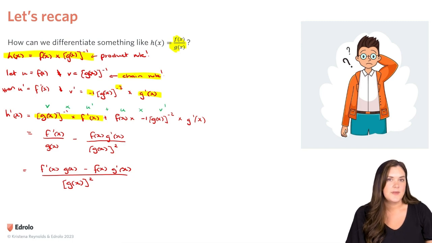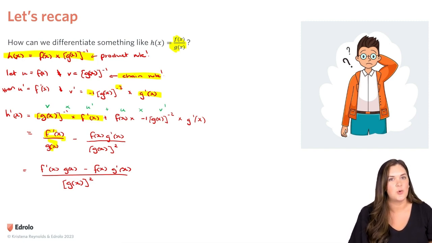Now, if I want to combine these fractions, I need to multiply this first term by g of x over g of x. So that gives me f prime x times g of x, and then take away f of x times g prime x, all over g of x to the power of 2. Now, this probably doesn't mean much to you yet, but what we have just found is the quotient rule, which is what we'll be using in this lesson.